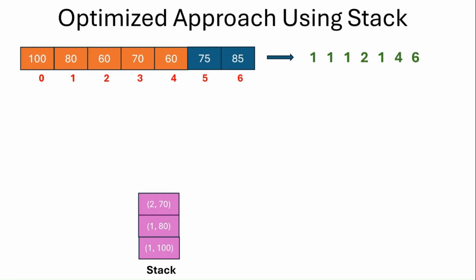So for the next day, when we see the stock price 60, now the previous day has a stock value 70, which is not less than the current day price. So we will add the current day price like this, 1 comma 60.